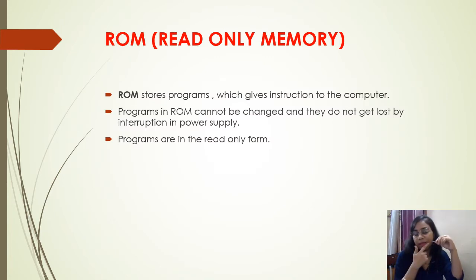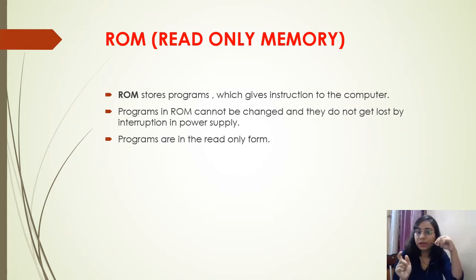Now ROM, read-only memory. As we have already discussed, RAM is a temporary memory, and whenever we don't get electric supply, our work or whatever is stored vanishes. So read-only memory is a kind of permanent memory. We can only read it, we cannot modify it.